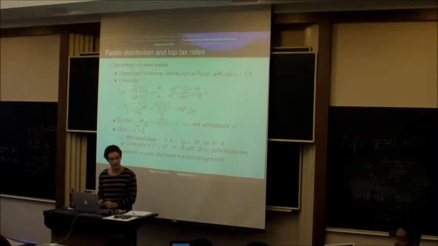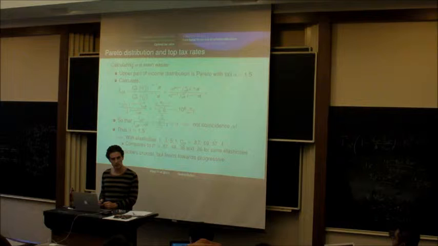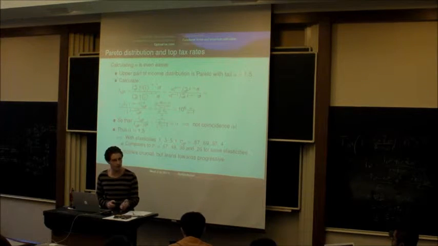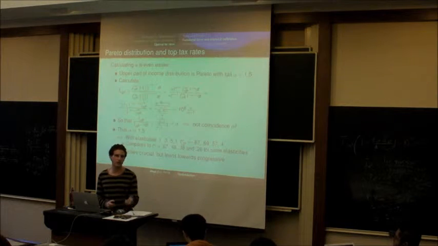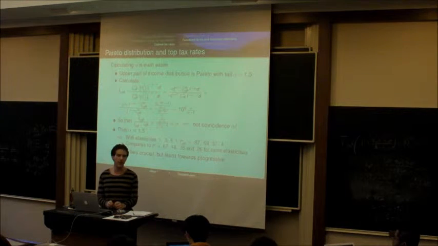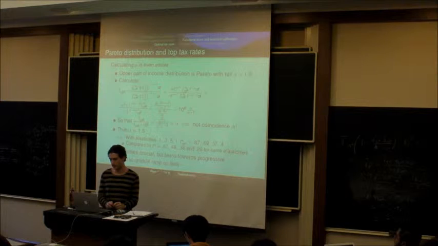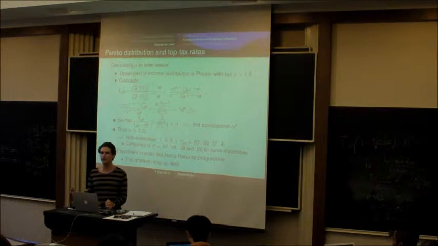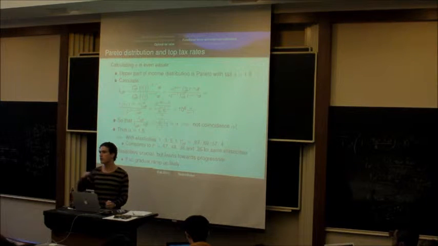Okay, is alpha 1.5 given for American society? Yeah, that's just calibrated for the U.S. I think it's pretty similar in other places, but I think in France it's higher. So alpha is higher.